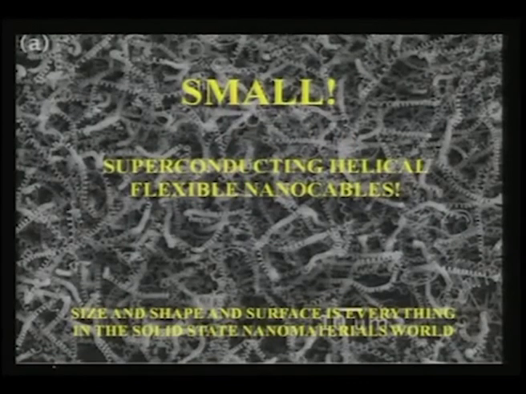Lastly, I just want to finish with this beautiful figure. These are nothing but superconducting helical flexible nano cables, and these are formed by chemical synthetic routes. Size and shape and surface is everything in the solid state, and especially at this time it is more on the nanomaterials world. So with this I finish, and then we can look at several chemical approaches in the upcoming lectures.